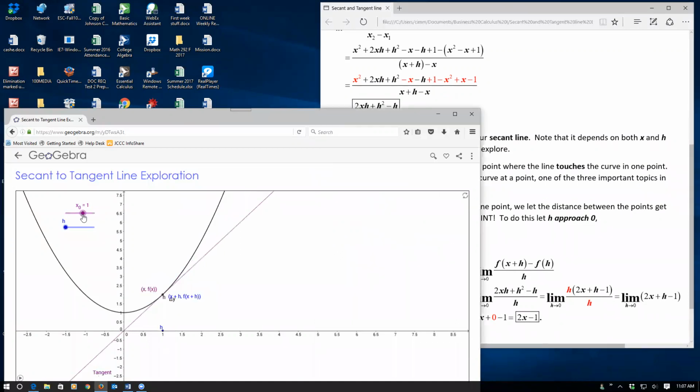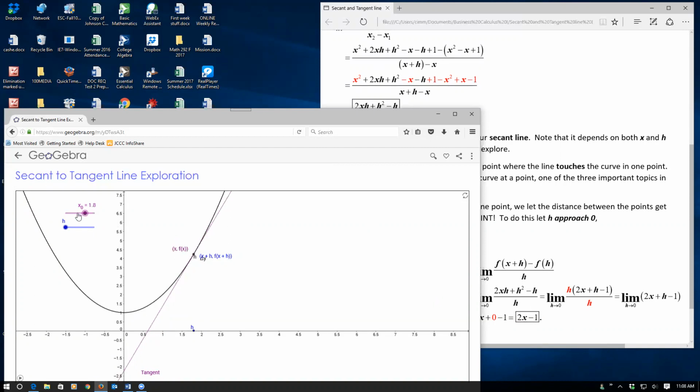So if you look over here, let's say that I let my x be 1, then my derivative, if I plug in 1 for x, would be 2 times 1 minus 1. It would be a slope of 1. But let's say that I let my point be 2. Or let's just say 1.9. Then I've got 2 times 1.9, which is 3.8, minus 1, so that would be 2.8, and you can see the slope is bigger.